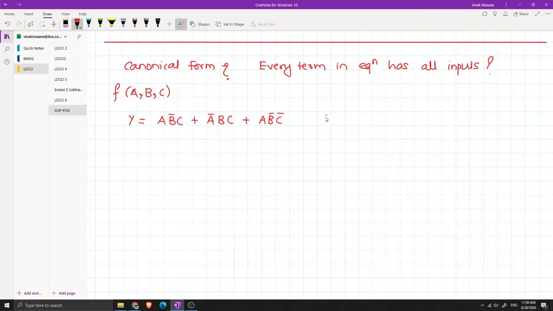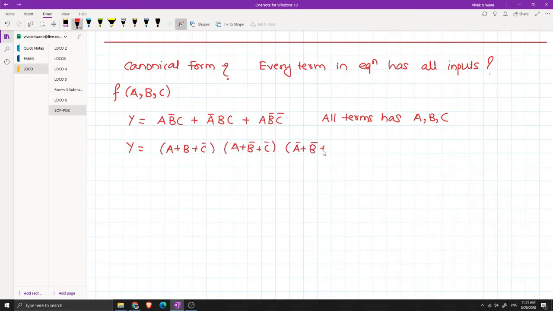So all terms have A B C, all inputs. We can have another example like this: A plus B plus C bar, A plus B bar plus C bar, A bar plus B bar plus C. So whatever terms we have in the output equation, they must have all the inputs specified in them.